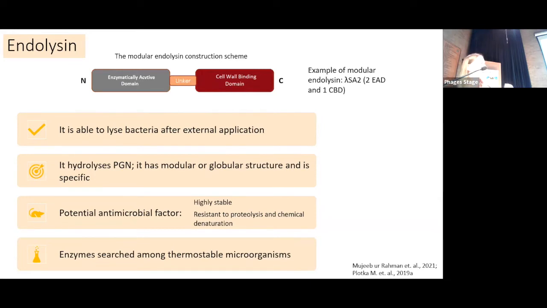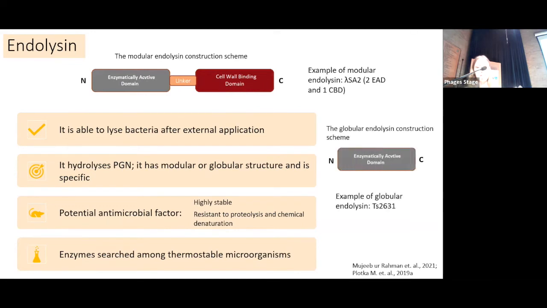And endolysins that derive from phages infecting gram-negative bacteria mostly have a globular structure and are built of an enzymatically active domain, but there are also parts that are responsible for interacting with peptidoglycan. An example of such an endolysin is TS2631. So they are potential antimicrobial factors, and I will repeat that they should be highly stable, resistant to proteolysis and chemical denaturation. So for enzymes like this, we should search among thermostable microorganisms.